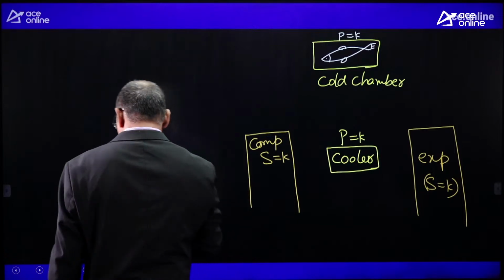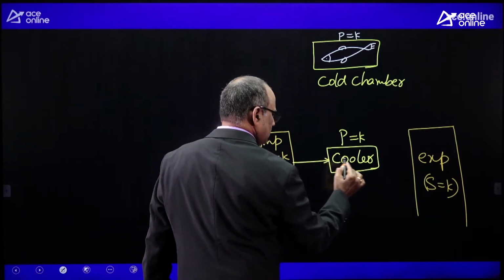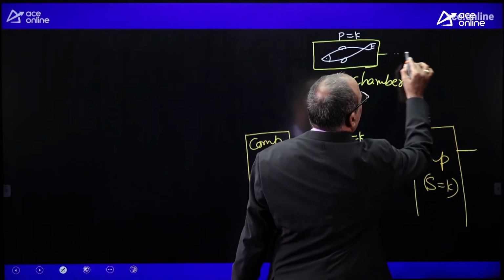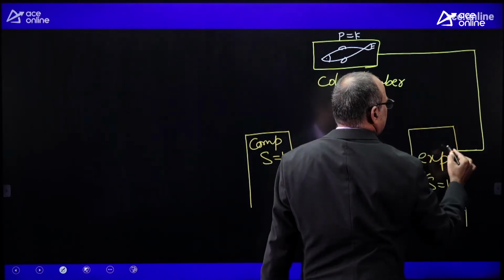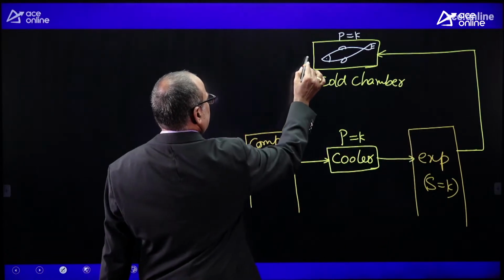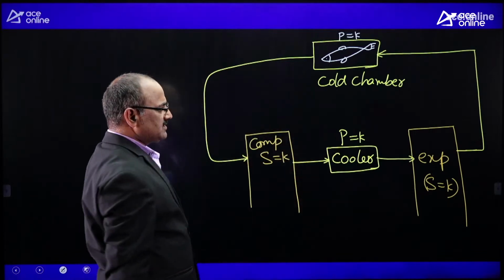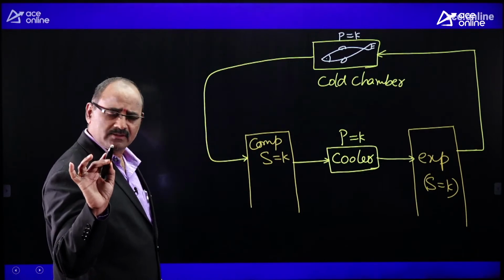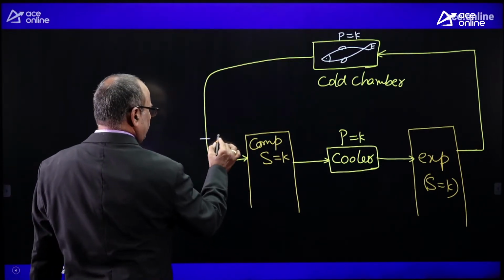Now let me complete the cycle. This is the direction of the cycle. All refrigeration cycles must be constructed in the anti-clockwise direction. Okay. Now let us mark the state of the refrigerant.